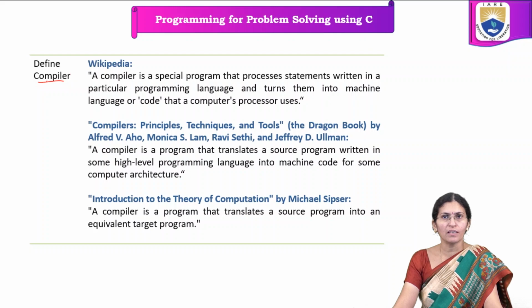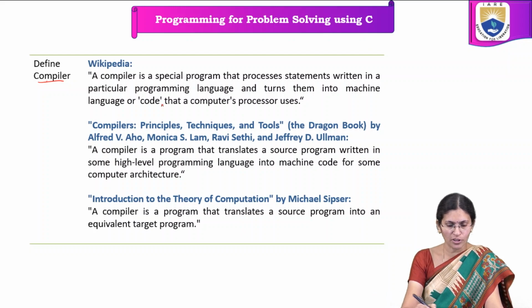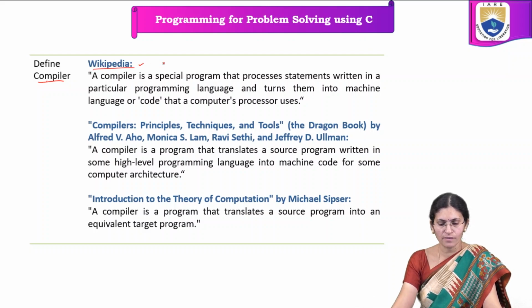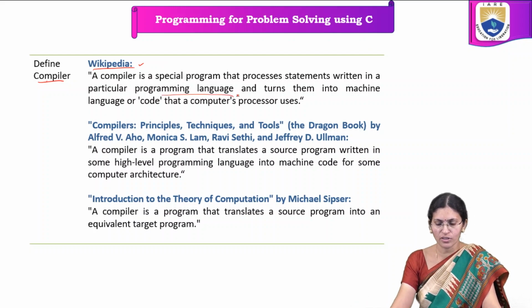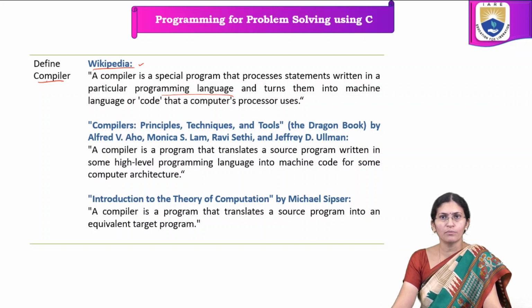So what is a compiler? In any programming language, the compiler plays a key role. Let us see the definitions and then we'll summarize the definition of a compiler. According to Wikipedia, a compiler is a special program that processes the statements written in a particular programming language and turns them into machine language or code that a computer's processor uses.